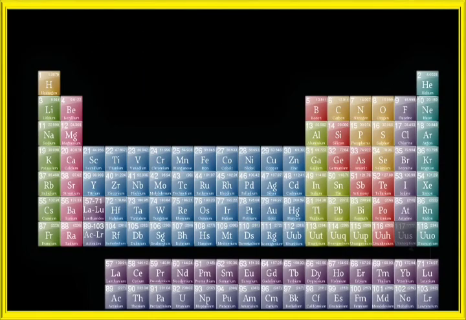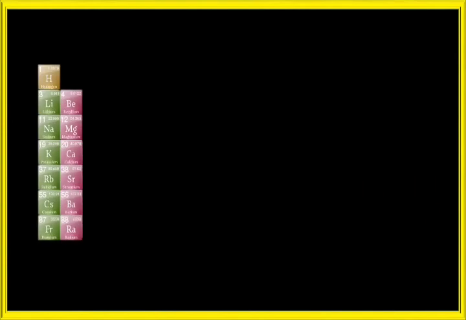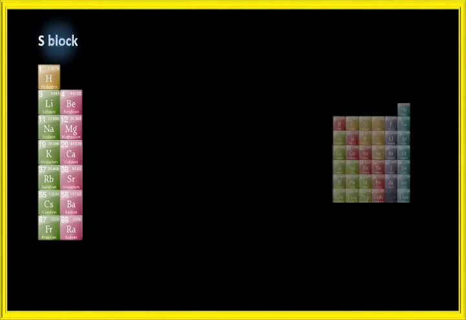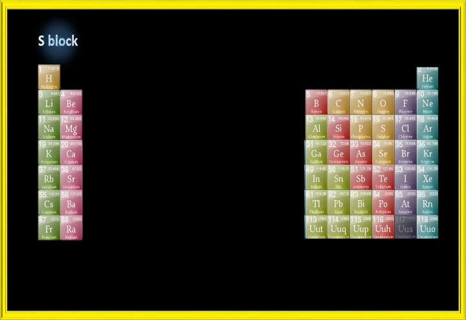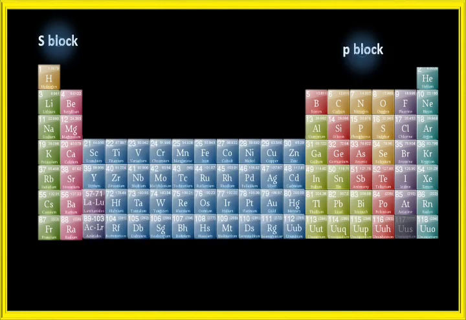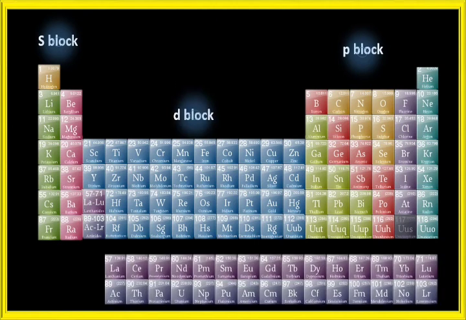The elements are grouped as blocks: S block, P block, D block and F block. Group 1 and 2 elements are called S block elements. Group 13 to group 18 elements are called P block elements. From 3rd group to 12th group elements are called D block elements. Lanthanides and actinides belong to F block elements.